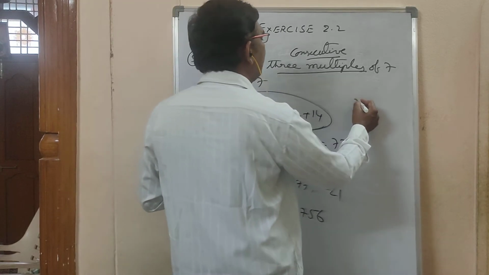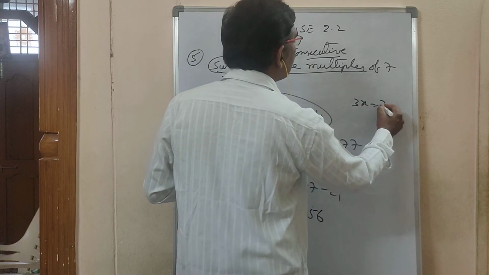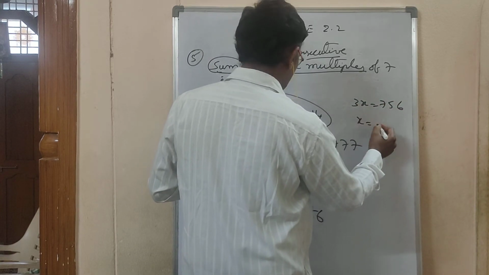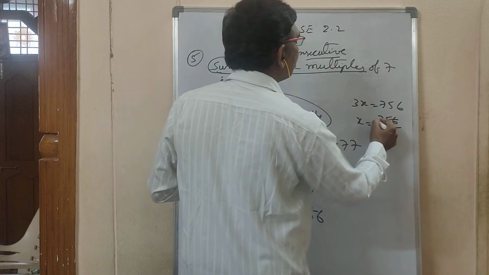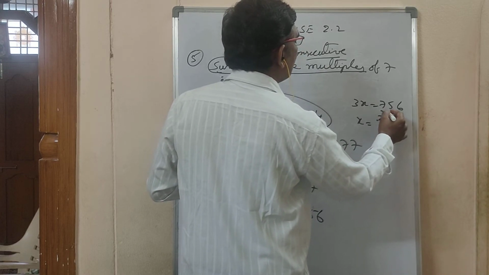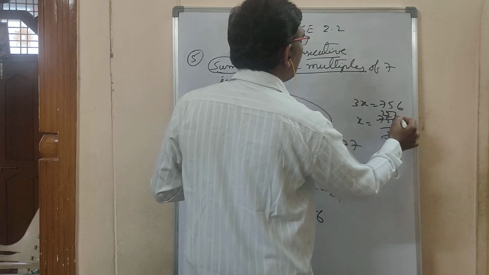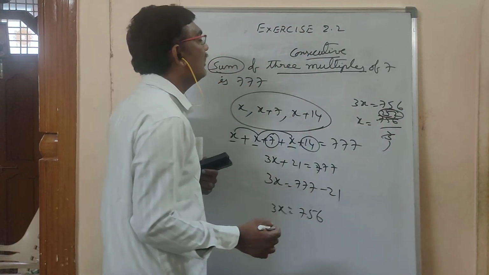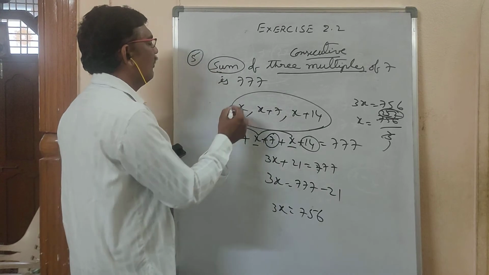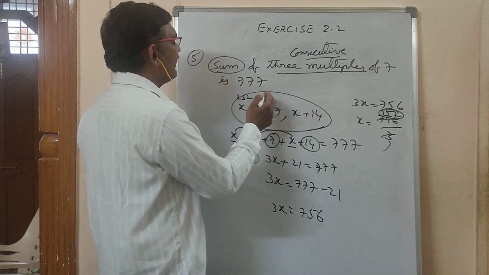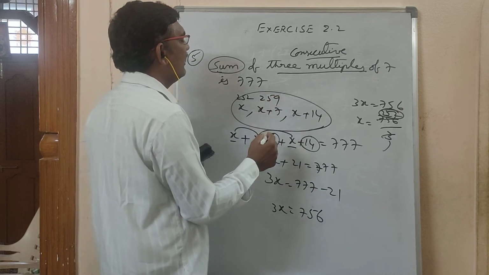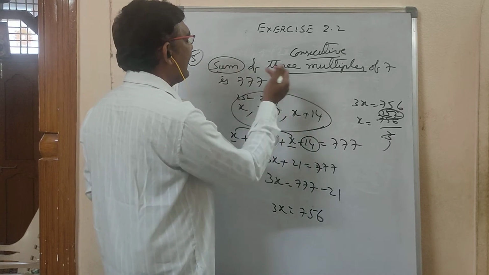Now 3x is equal to 756 means x, if you want, 756 by 3 means 3 2s are 6, 3 5s are 15, 3 2s are 6. How much you got here? 252. One number is how much? 252. For 252 add 7. 259. For 259 add again one more 7.